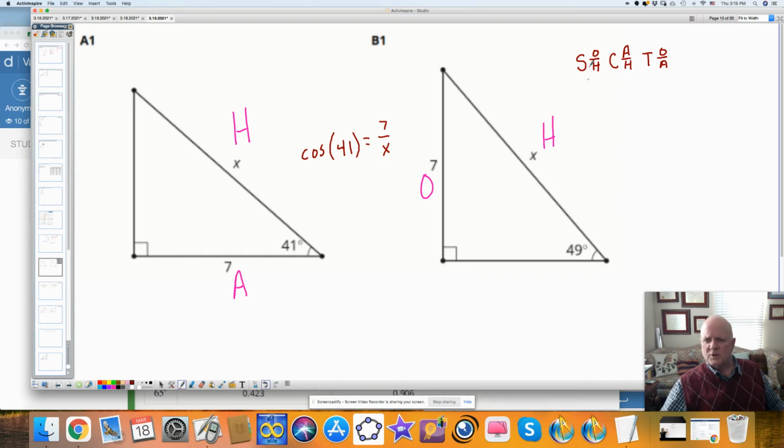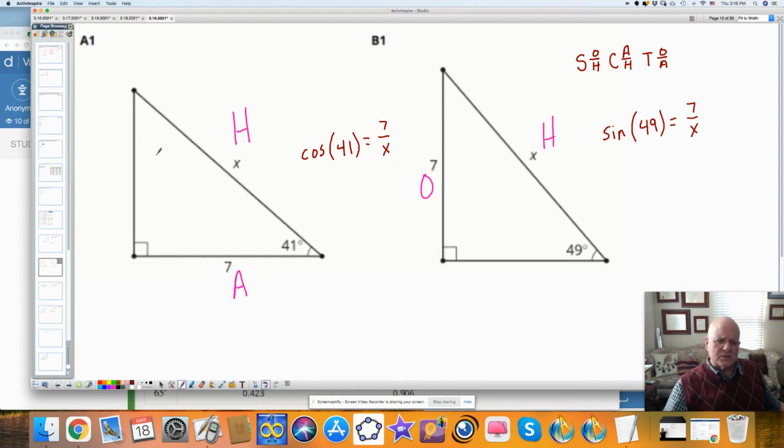For this one, opposite over hypotenuse, that's the sine. So it's going to be the sine, not of 41. It's the sine of 49. This is my reference angle. Sine of 49 is equal to the opposite 7 over the hypotenuse x. Wait a minute, 7 over x, 7 over x, these are the same.